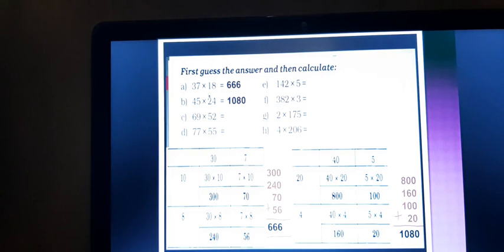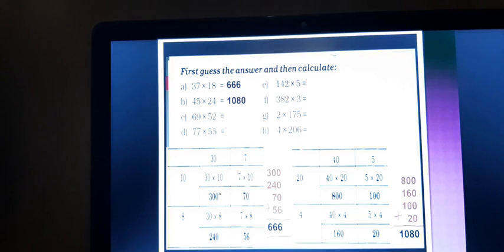See, the first number given is 37 into 18. So 37 can be written as 30 plus 7, and 18 can be written as 10 and 8. So 30 into 10 you have to write here, first one. And 10 into 7 is 7 into 10. You can write however you want. It is not that you have to write 7 into 10 or 10 into 7.